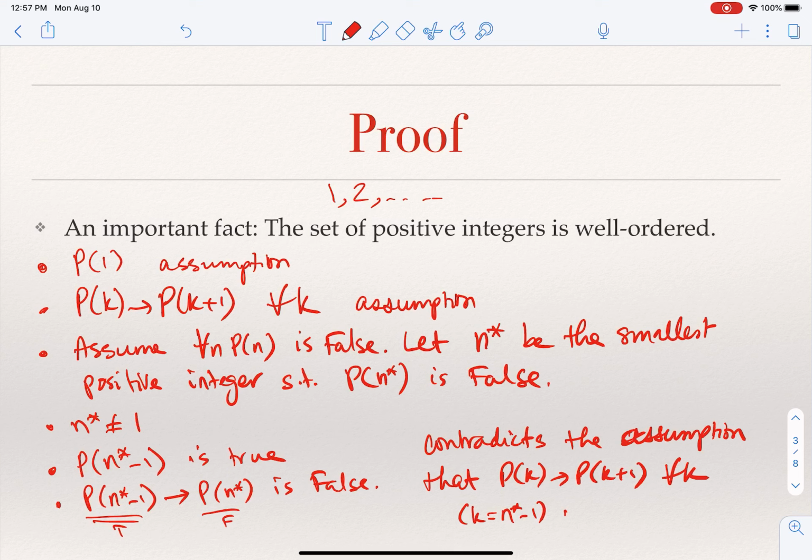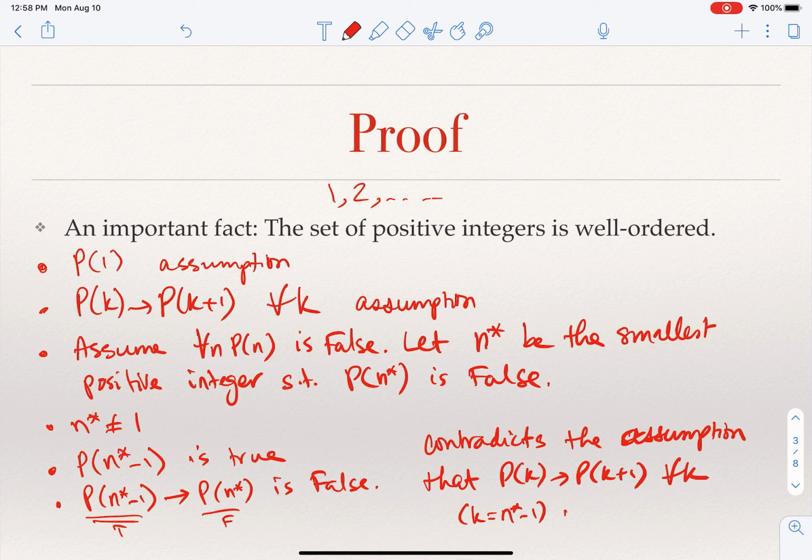Now, where did this important fact come into this picture here, that the set of positive integers is well ordered? Remember, the definition of a well-ordered set is that every non-empty subset of the set has a smallest element, or the least element in it. And the fact that I could say let n star be the smallest positive integer comes from the fact that the positive integers are well ordered. Because, for example, if I'm trying to prove this in the set of all negative integers, I couldn't say let n star be the smallest positive integer. The negative integers are not bounded from below, and that smallest integer might not exist.